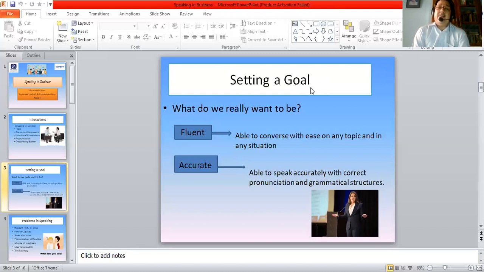In general, I think we can say that any speaker would be regarded as fluent if he or she is able to converse with ease on any topic in any given situation. So it means basically competence in speaking. It does not mean the ability to speak fast. The ability to speak fast is a kind of practice in speaking, which anybody can develop at any point of time if they set their minds to it.